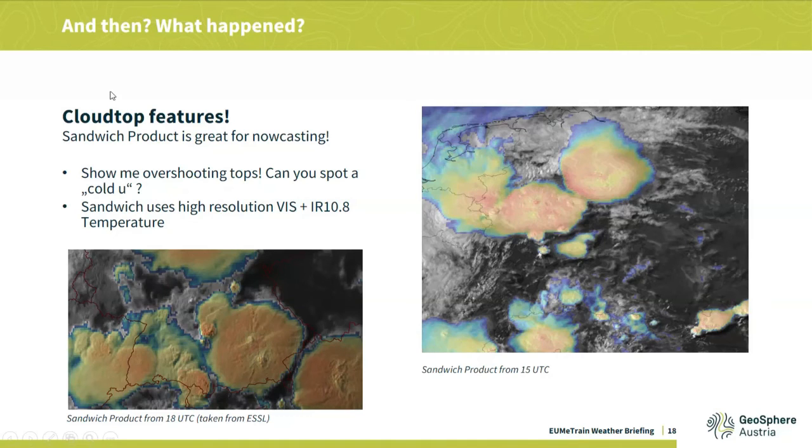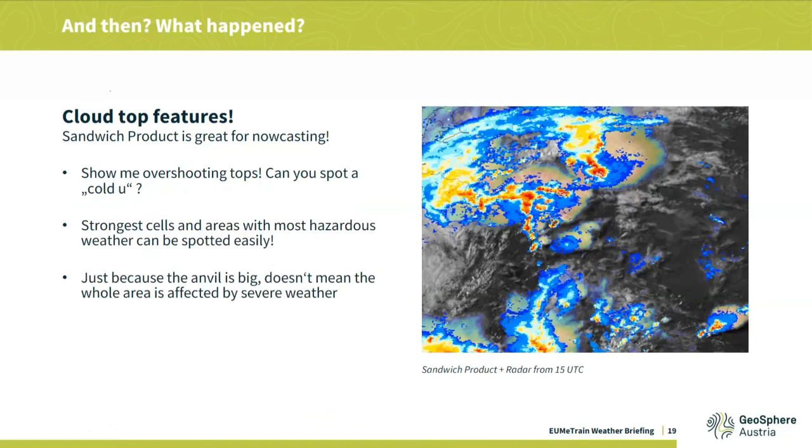And I will show you in a second the solution. So here I put also the radar on, again from 15 UTC, and you can see, even though the anvils are pretty big and appear massive seen from above, it doesn't necessarily mean that the whole area is affected by severe weather or by hail. But the overshooting tops, or the areas you marked, pretty much overlay with the radar observations, with the strongest precipitation and the strongest cells. And the take-home message: just because the anvil is big doesn't mean the whole area is affected by severe weather.